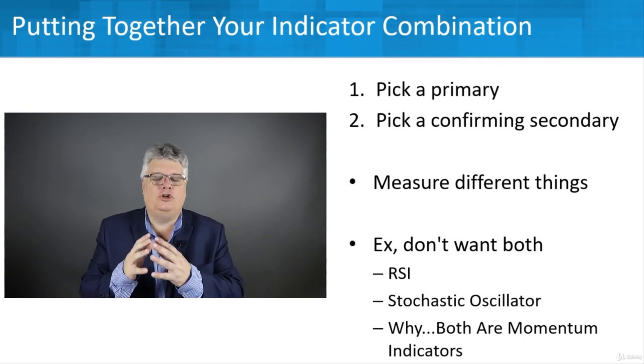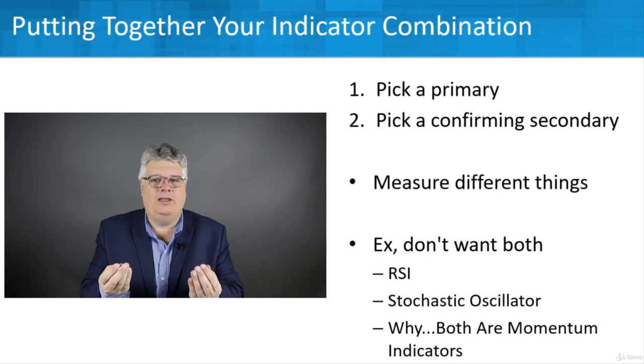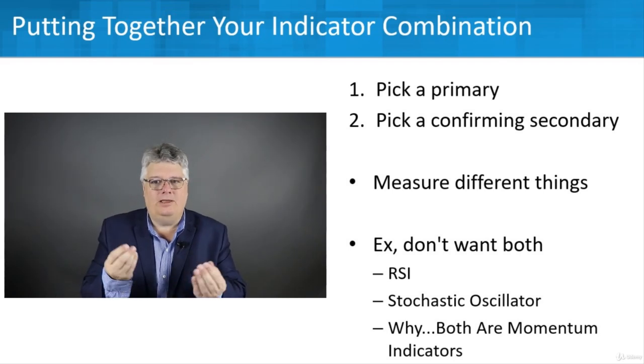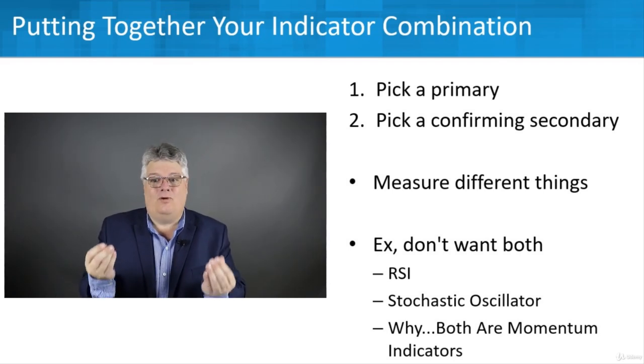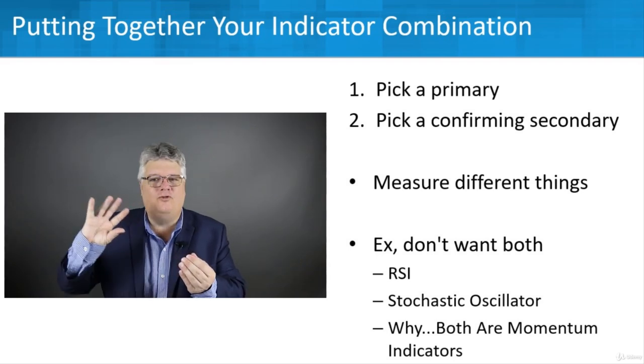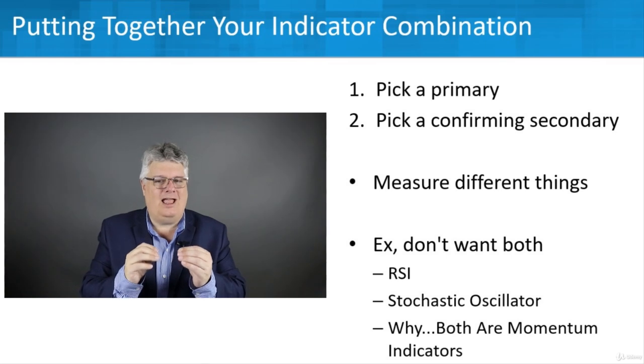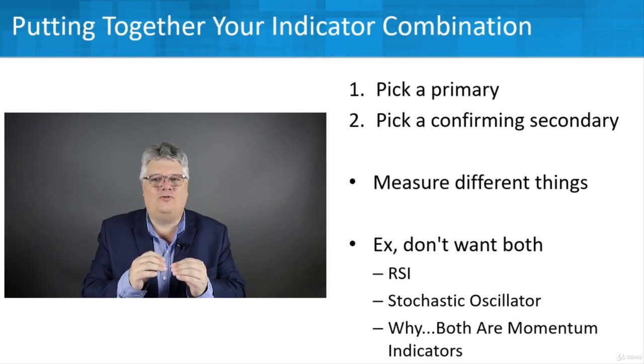For example, you don't want to have your primary be an RSI and your secondary be a stochastic oscillator. You probably can figure out why that is. Why? Because both are momentum indicators. You're not getting a really true, fair look at it. They're different as far as momentum indicators, and they have their strengths and weaknesses compared to each other. I have a whole lesson on those two, for example.